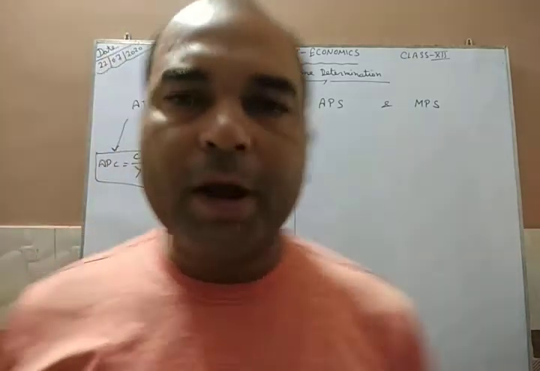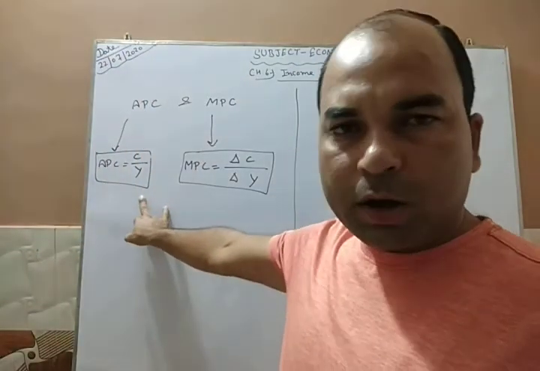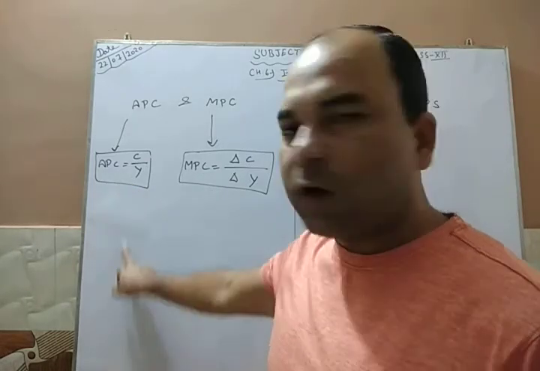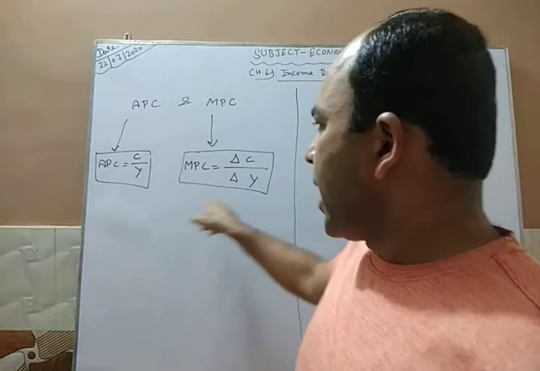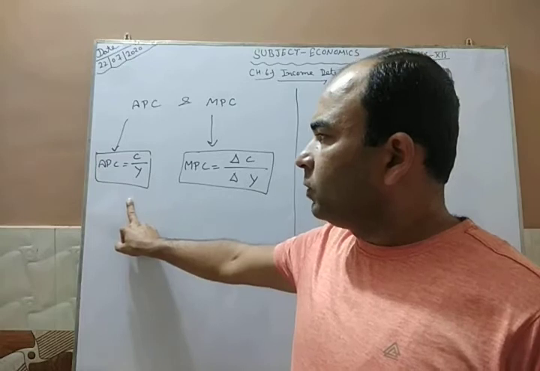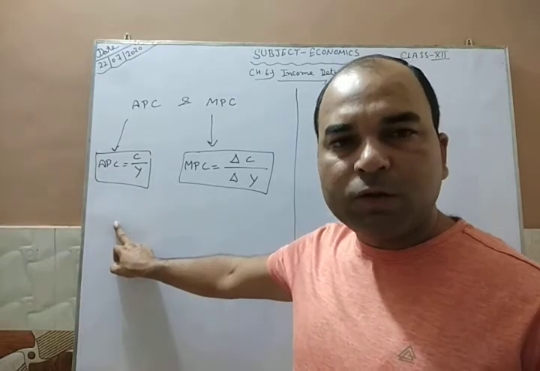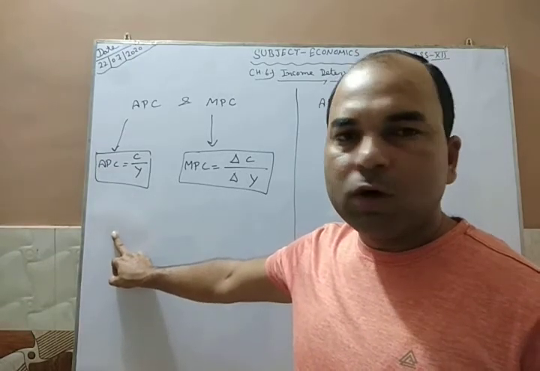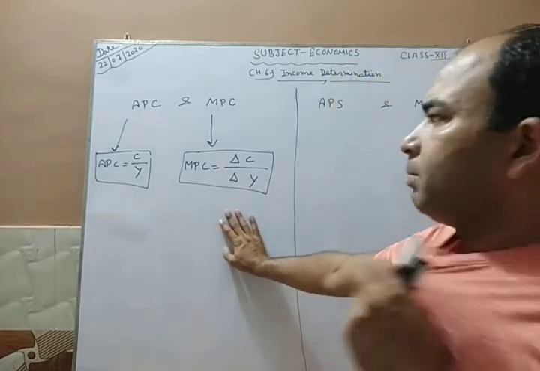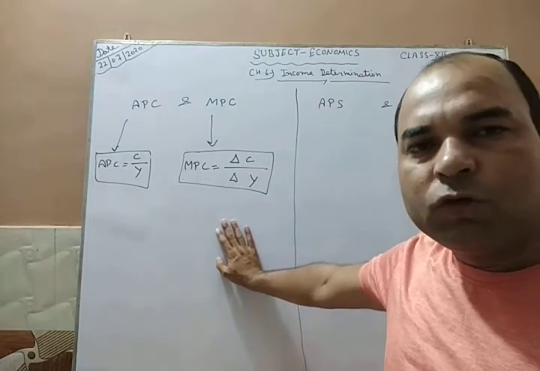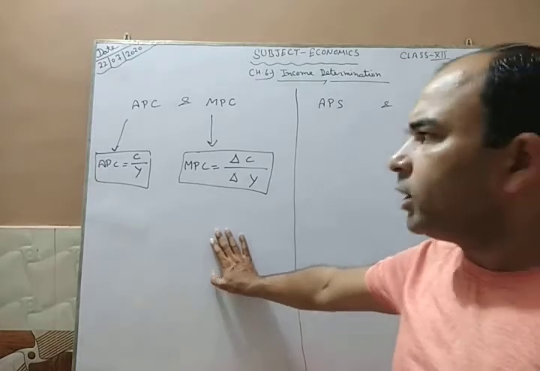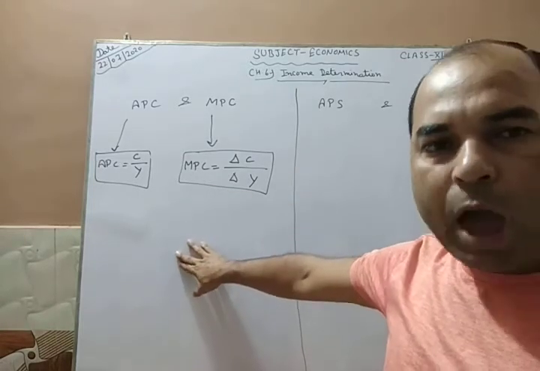I have already explained these things with the help of diagram and table also, and I have already explained the features of average propensity to consume and features of marginal propensity to consume. If we are talking about features of APC, APC can never be zero, APC can never be negative, it is always positive. This is clear. And if we are talking about MPC, MPC is always between 0 and 1. 0 से greater होगा और 1 से less होगा. So we have already discussed the features of APC and MPC.